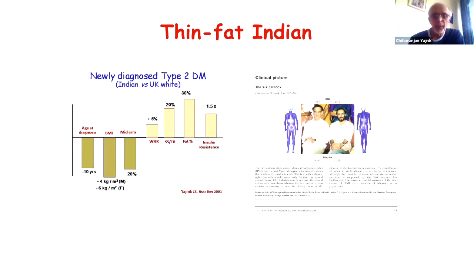I tried to publish this in various journals. There were a lot of national and international invitations for me to speak, so people knew about this idea. But editors were very resistant to accept what I called a thin fat Indian. They thought it was very counterintuitive and that Pune, India might not be Oxford, UK. So I faced a lot of struggle.